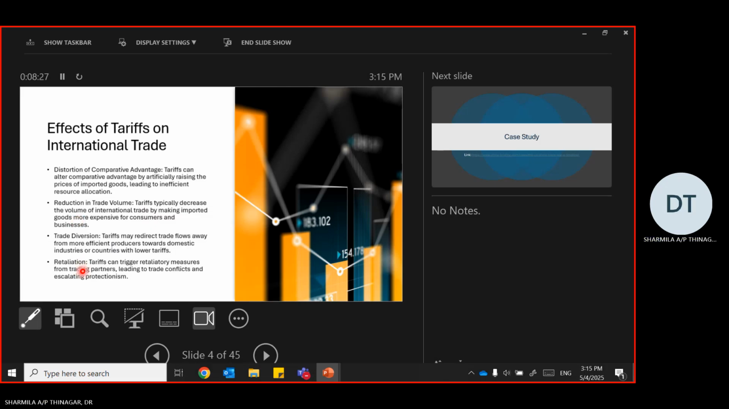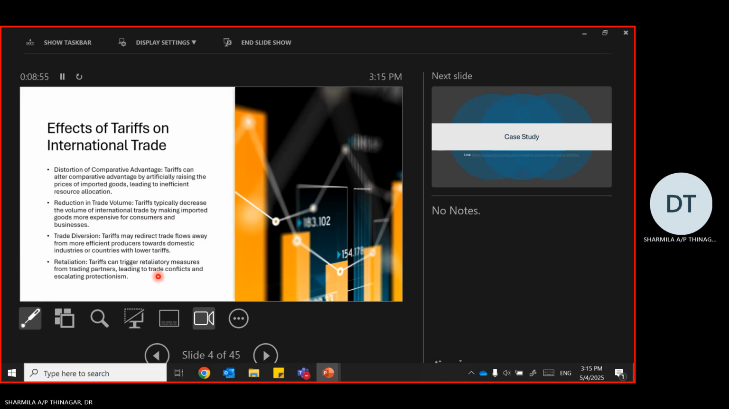And retaliation. Retaliation is what I mentioned just now, the risk of retaliation. I impose 10%, another country imposes 20%. Then I say, oh, you impose 20%, I will impose 30%. Both countries are fighting to increase the tariffs, right? So that is retaliation. It can lead to trade conflicts and it will affect protectionism.